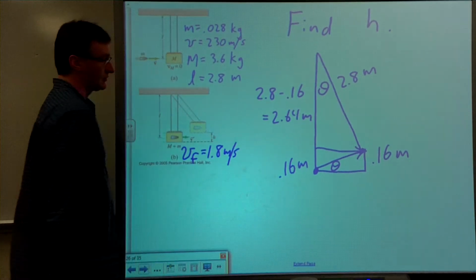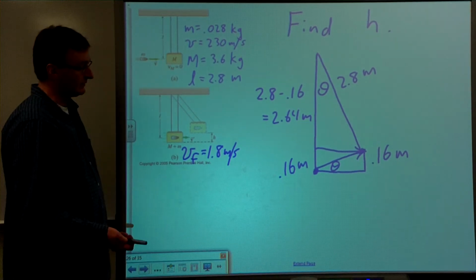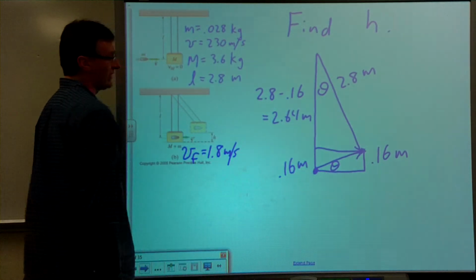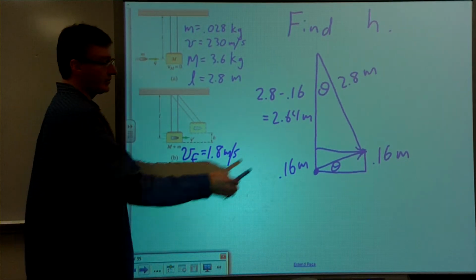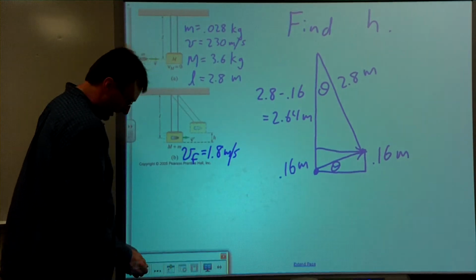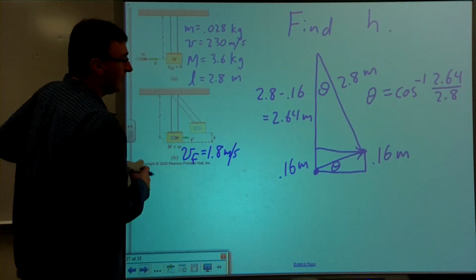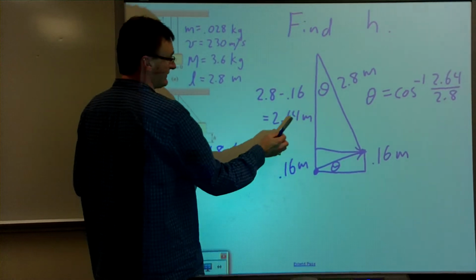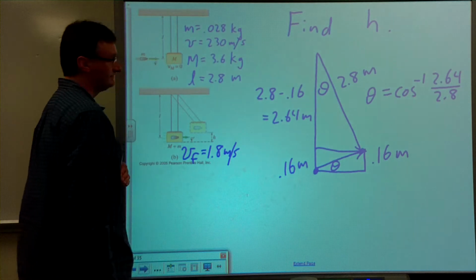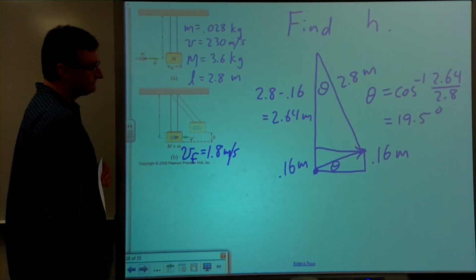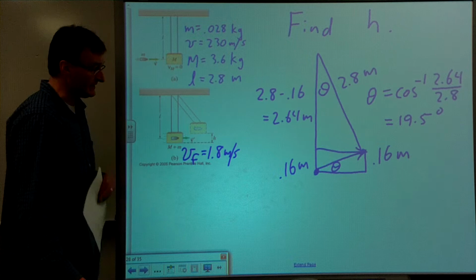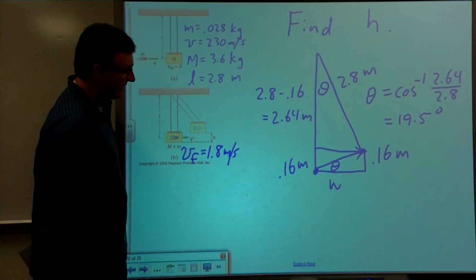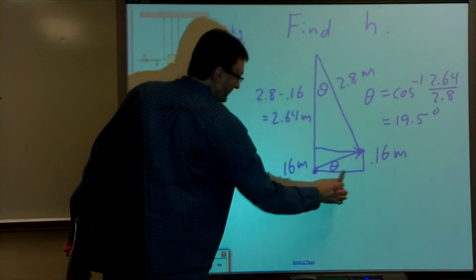We're dealing with similar triangles. Once again, you can work all this through yourself if you're unsure about which angles are going to be equal, but with a little bit of geometry you can show that these two angles are equal. So we can find the angle now. It's going to be the inverse cos of 2.64 over 2.8. That gives us the angle, which is 19.5 degrees. And so now we have this angle right here, and it's pretty easy then to find out what this length is right here.